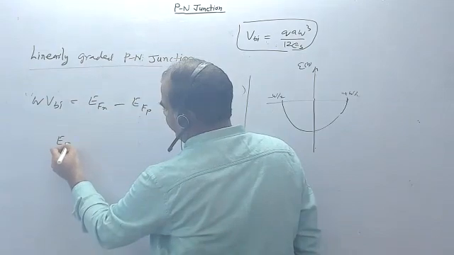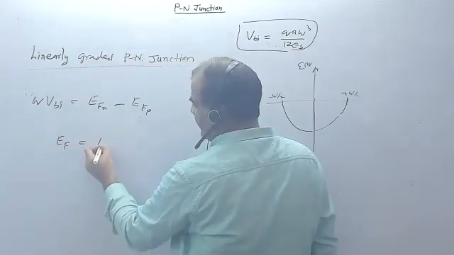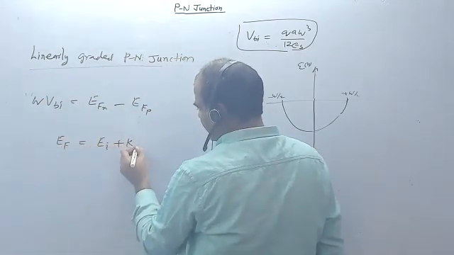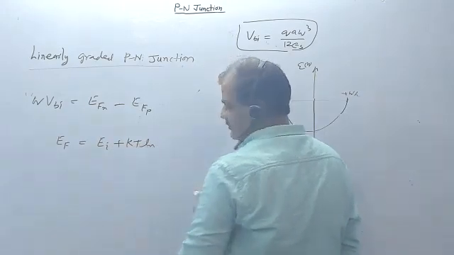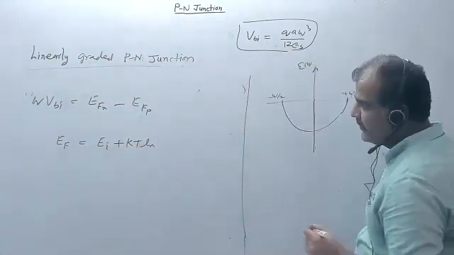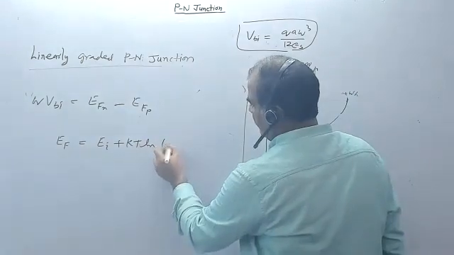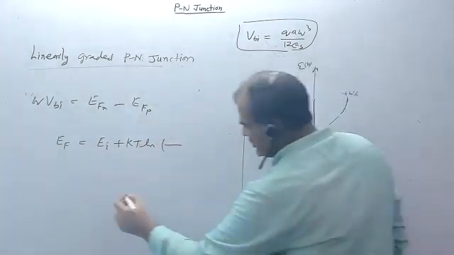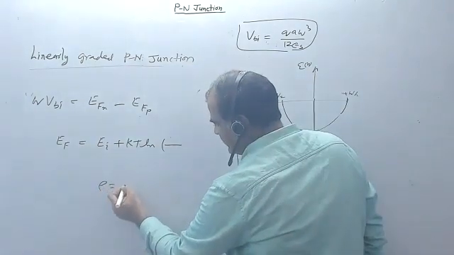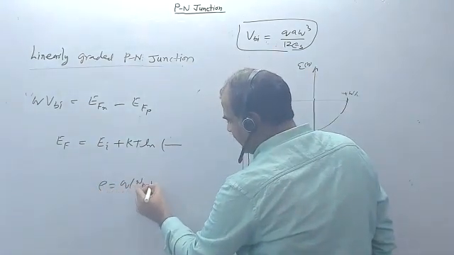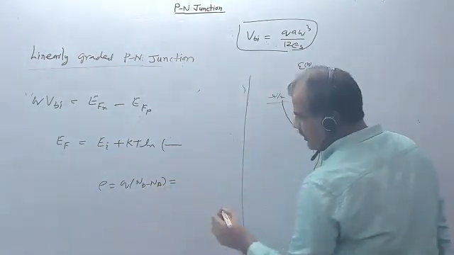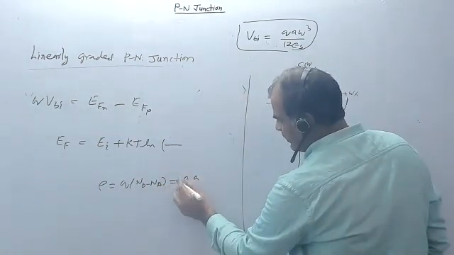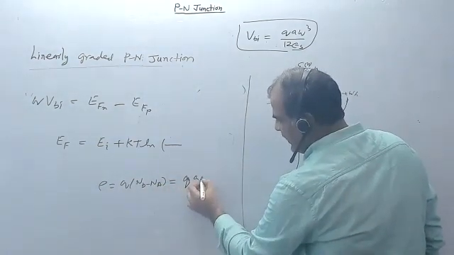So if I write EFN here, that is what? EI plus KT ln, okay. Now what is the charge here? Charge कितना है? We have given the charge density profile as QND minus NA equal to what? QAX.